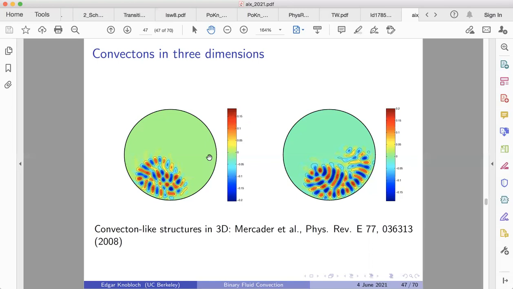That structure is maintained and apparently can be stable. In this problem, the 3D structures that we found were all time dependent. This is at two different times. The thing just moves around and is never apparently stable. Okay, thanks.